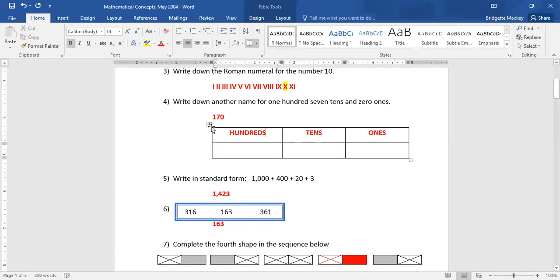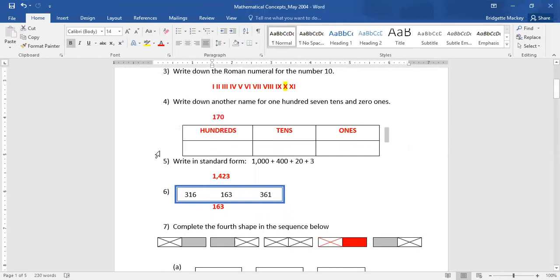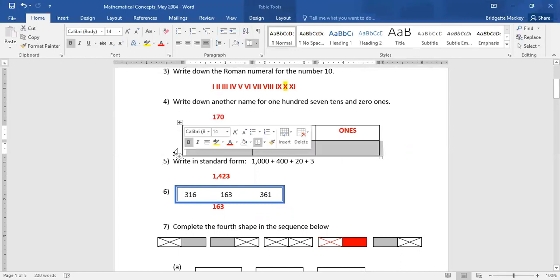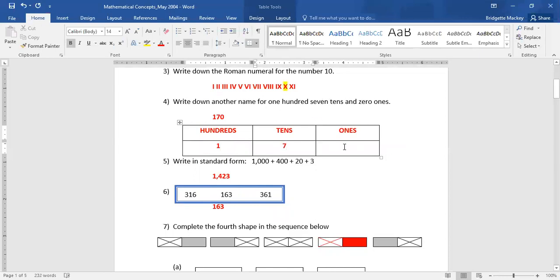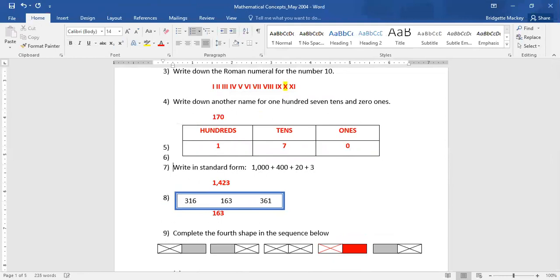Okay, and so then what we would do is we go back to the question, and the question tells us 1 in the hundreds column. Let's make sure this is centered as well. So that's 1 in the hundreds column, 7 in the tens column, and 0 in the ones column. Okay, and that's the same as what we have here, 170. Okay, on to the next question.